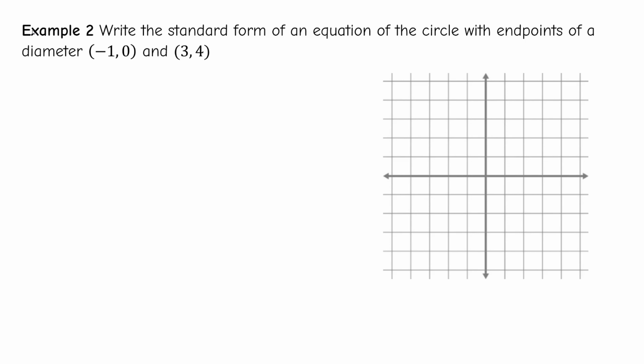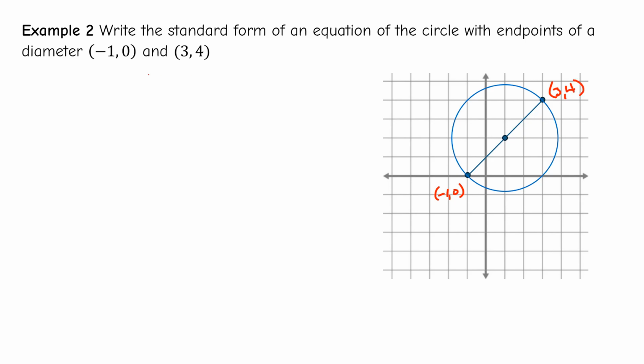So we're told to write the standard form of the equation of the circle with the endpoints of diameter -1, 0, and 3, 4. So those are the 2 points that are the endpoints of the diameter. And so the circle is going to look like that. And the center is going to be the midpoint of that diameter. So we can use the midpoint formula to find out what that point is going to be. So this point is -1, 0, and this one is 3, 4.